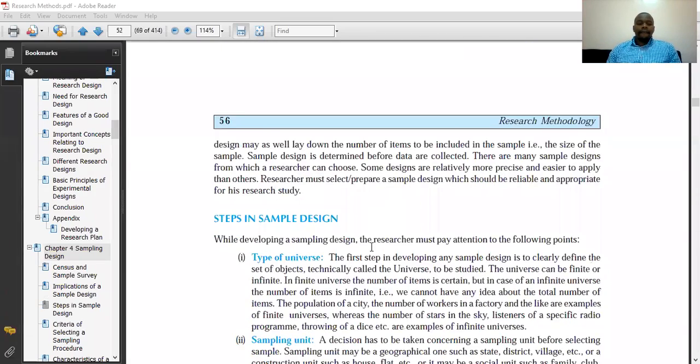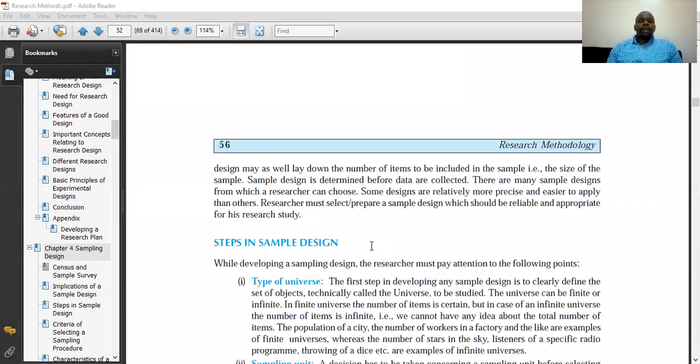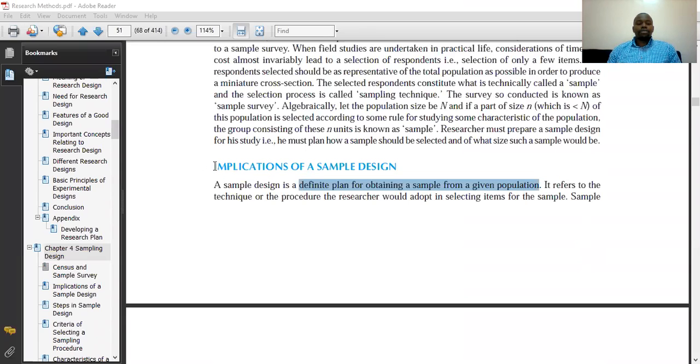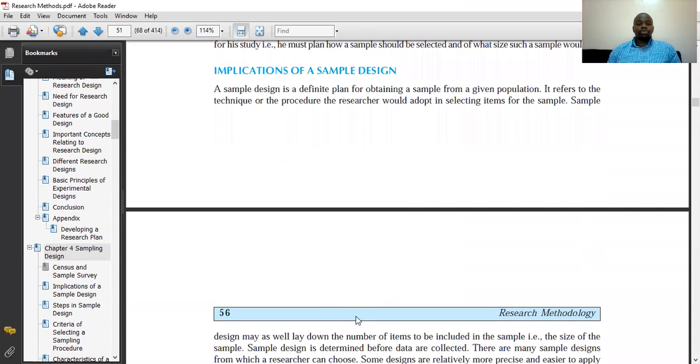All right, now the first thing to know when you are creating a sample design is that there are some concepts associated with it, and those concepts are the ones that are going to guide how you plan for your sampling.